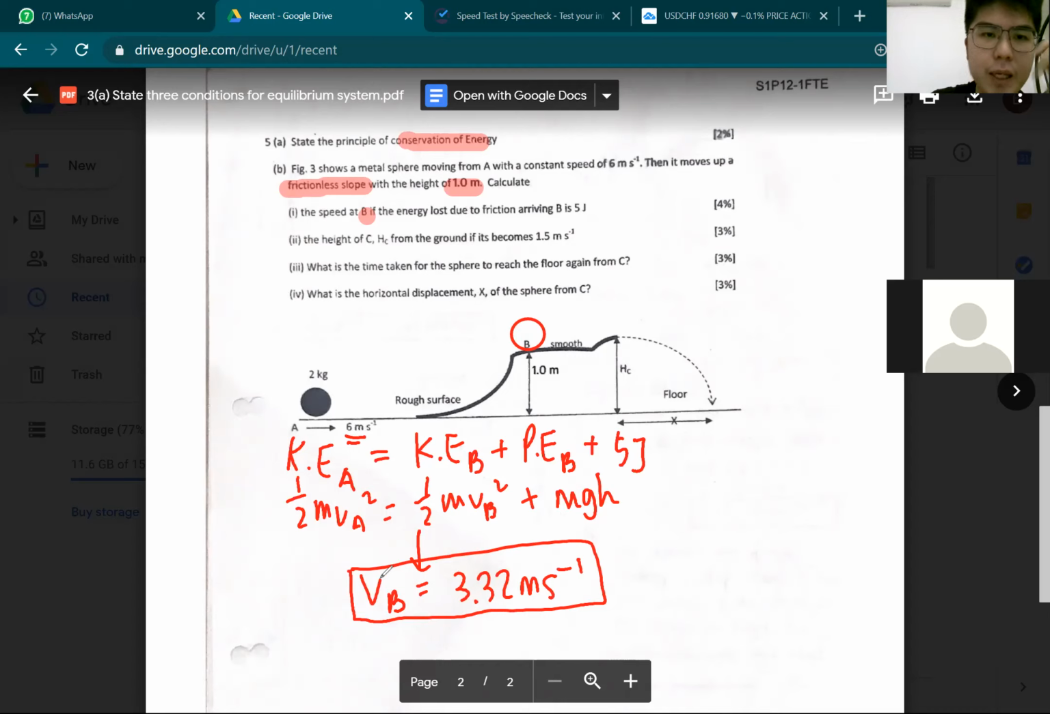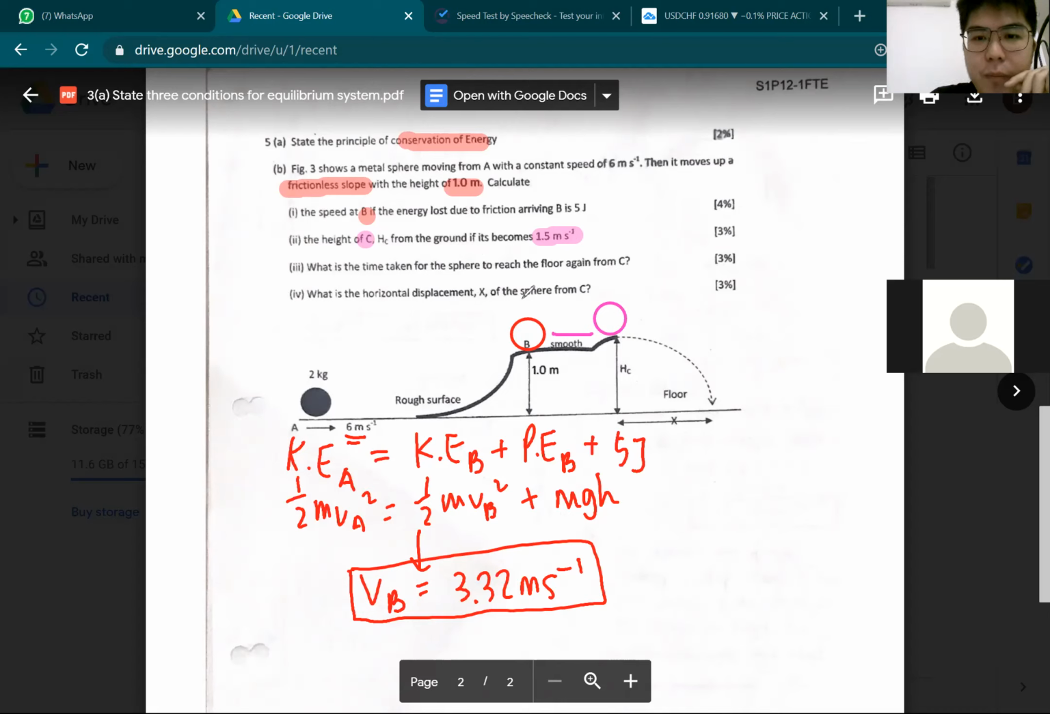Now question B2: the height of C from the ground if the velocity at C becomes 1.5. Meaning that when the ball moves until here, just about to fall, at the peak, you want to find the height HC. You see there's a small slope rising, right? So the ball gains more potential energy because there is a slight increase in the height.